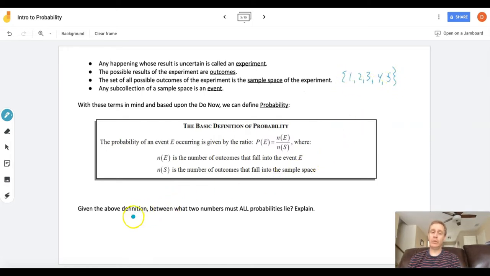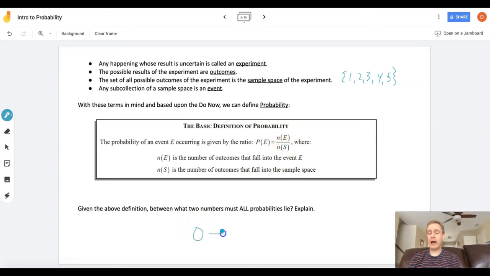And so with that definition, now we'll consider, between what 2 numbers must all probabilities lie? And I claim that the lowest number that you can get would be 0. The lowest probability you get would be 0, because if we consider an event, the lowest number of outcomes that you can get would be 0. You can't get anything less than that. And 0 over any non-zero number is 0.